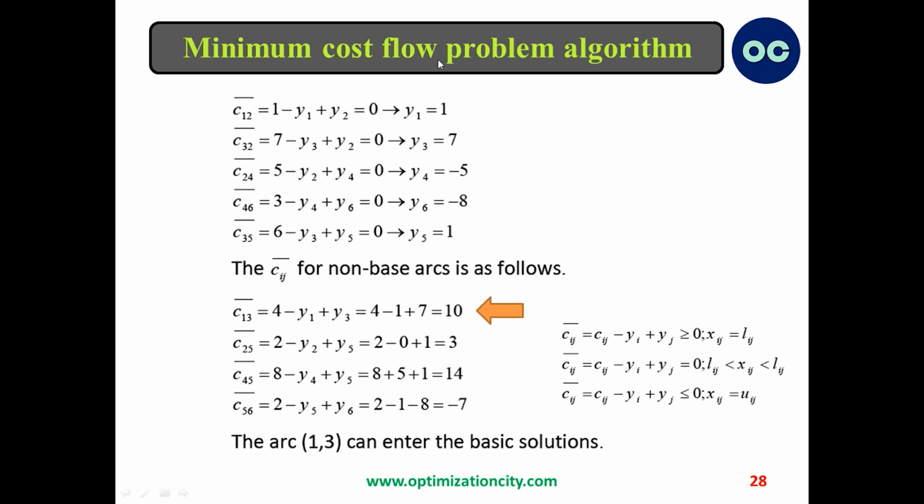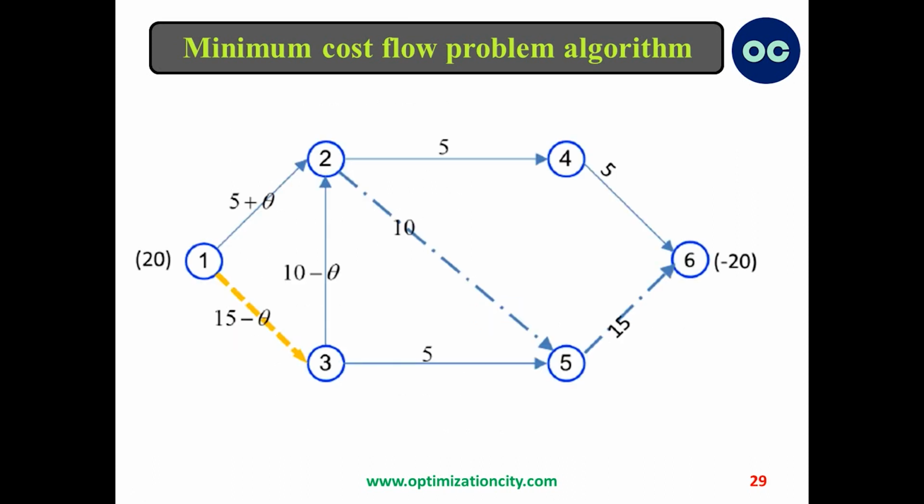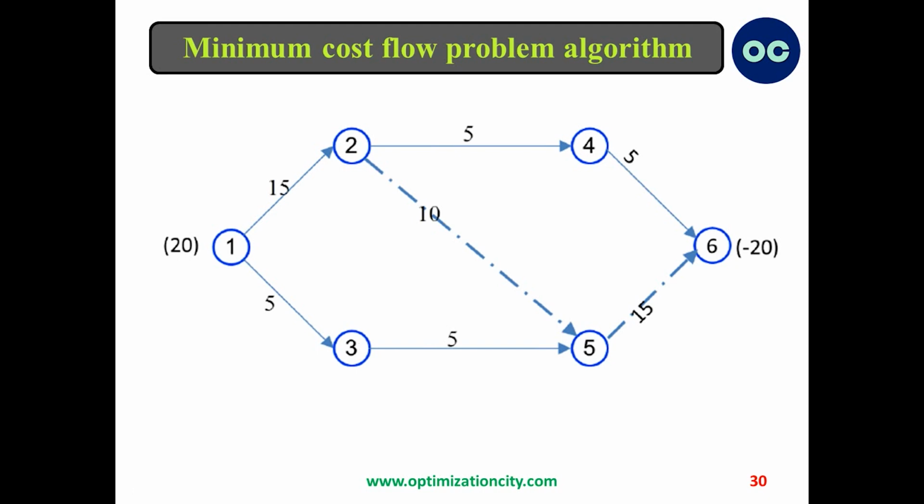We have the yi for all nodes, and we can calculate Cij bar for our non-basic arcs as follows. As you can see here, arc 1,3 does not satisfy the optimality condition, so arc 1,3 can enter the basic solution. By setting theta equal to 10, arc 3,2 is removed from the base and arc 1,3 is added to the base. Therefore, the current solution is as follows.